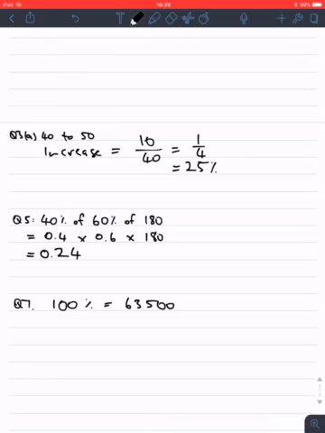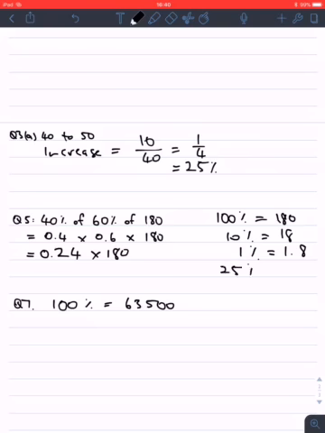So 0.24 times 180. So I've got to find 24% of 180. Now let me work over here. 100% equals 180. 10% equals 18. 1% equals 1.8. And 25% would be handy. So 25%, I can see, 50% would be 90, so 25% would be 45.